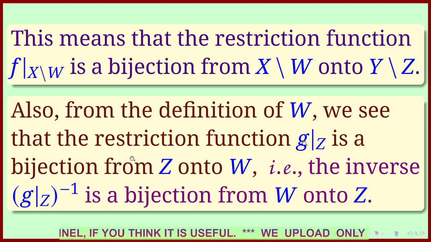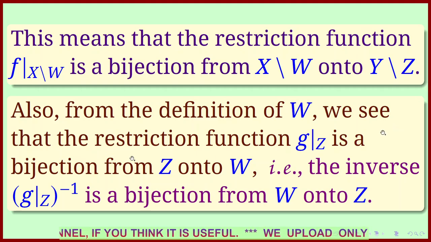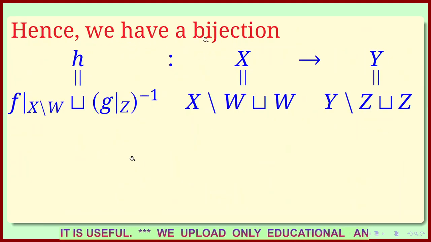Since it is a bijection, we can talk about the inverse function. The inverse of g restricted to z is actually a bijection from w to z. So what we see from here is that f is a bijection from x minus w to y minus z, and this is a bijection from w to z. From w to z we have a bijection, and from the complement of w to the complement of z we also have a bijection. So we are actually done. Therefore we have a bijection from the whole of x to the whole of y.